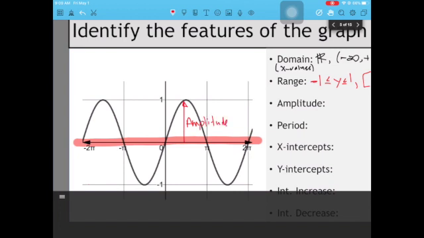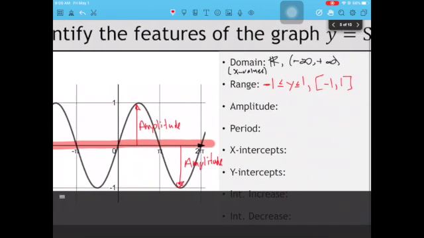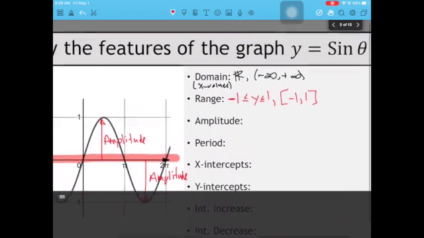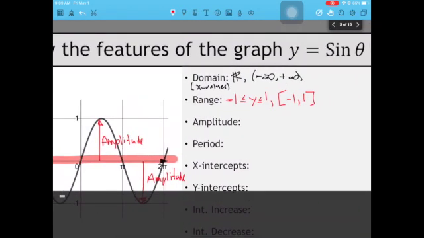And then same thing going down. The distance from that midline to the lowest point, that is also the amplitude. And the amplitude is always going to be positive. We're always going to consider it as positive. If it is negative, then that's really just going to change the direction, but we'll get to that as we see it. So, okay, amplitude. So we're going to say it's the distance.